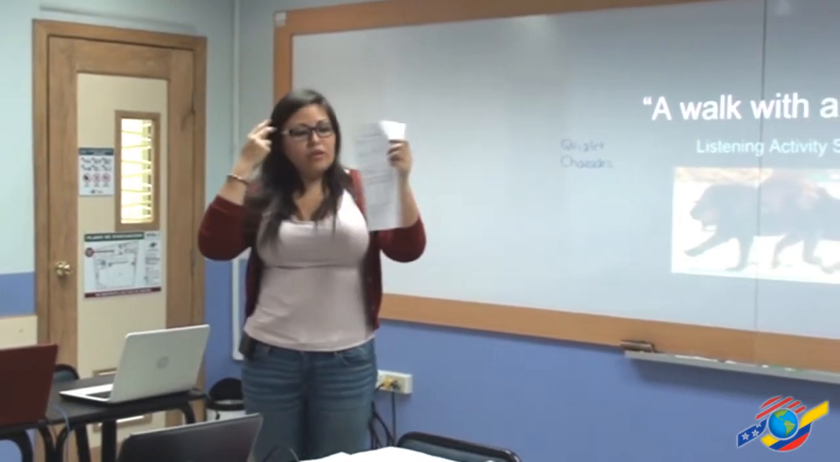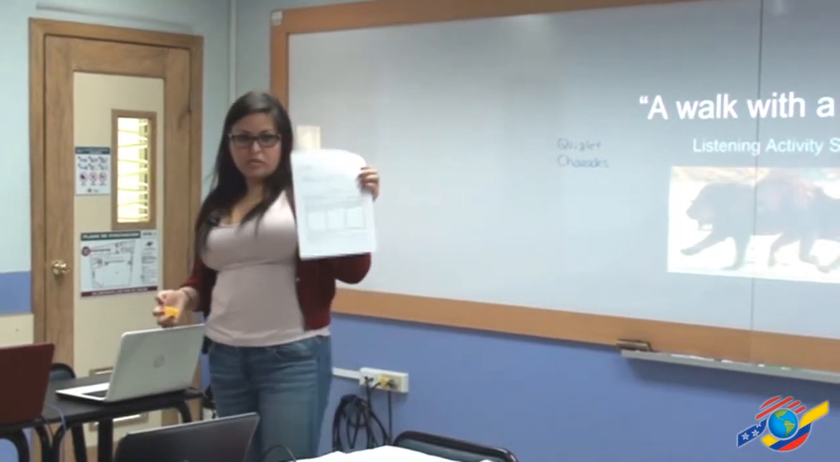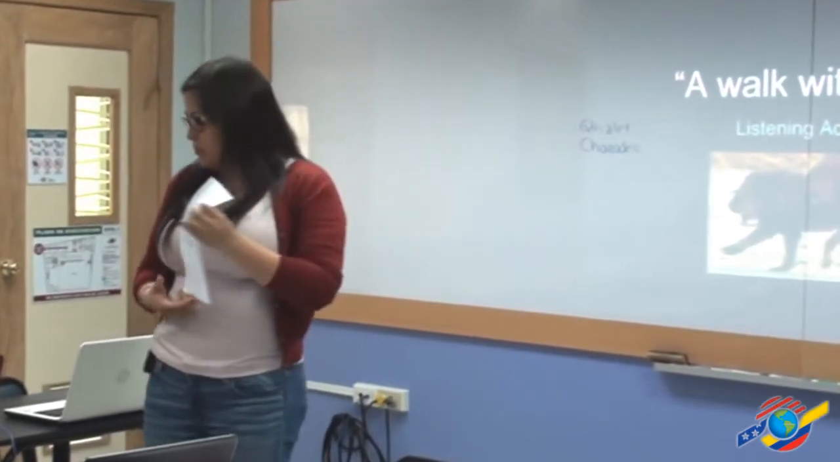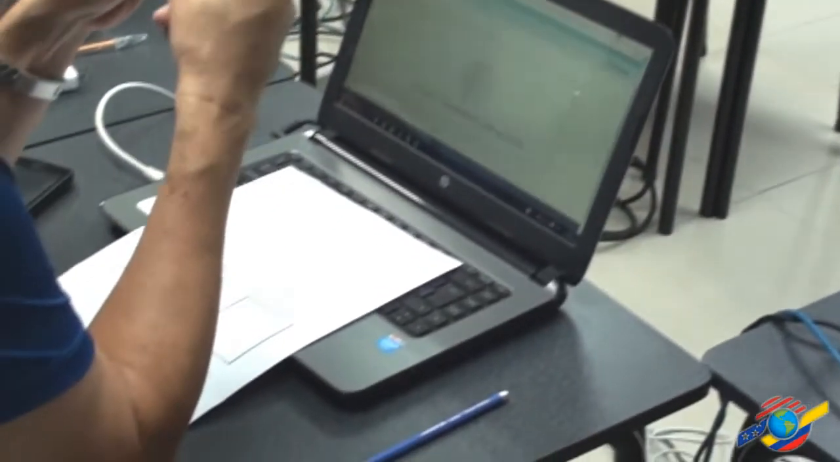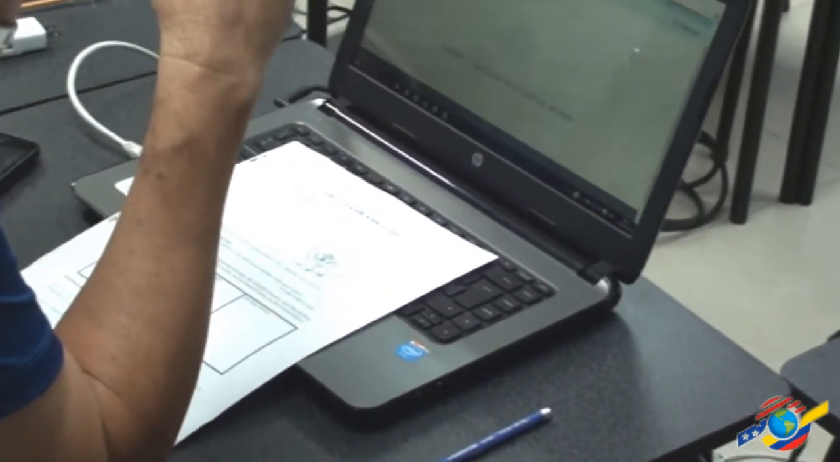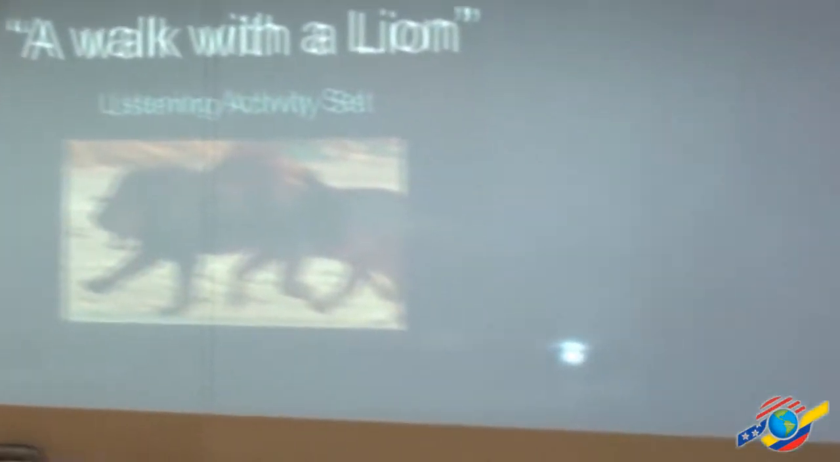You have police officer, lion, replied, zoo, and movies. So let's go with the while listening activities. Okay? Let's do the while listening activities. So it says direction. Please, Tony, read the directions for me. Listen carefully to the joke your teacher would read called A Walk with a Lion.